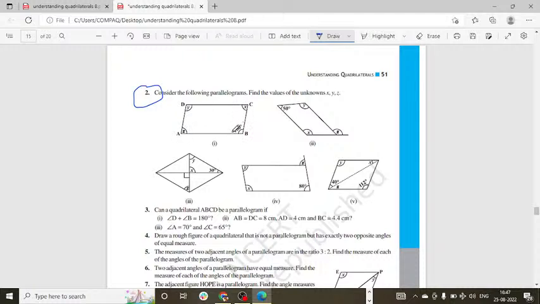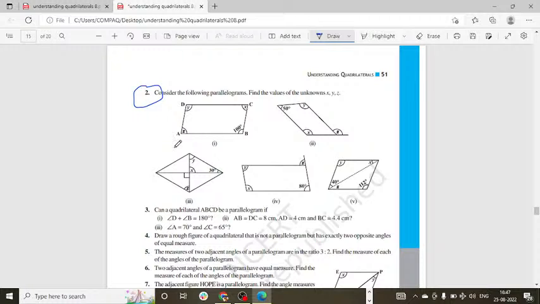So B is 100 degrees. So we know B is 100 degrees. The opposite of B is Y, and the opposite of Z is X. Let's get started. So x plus 100 is equal to 180 degrees, and why?